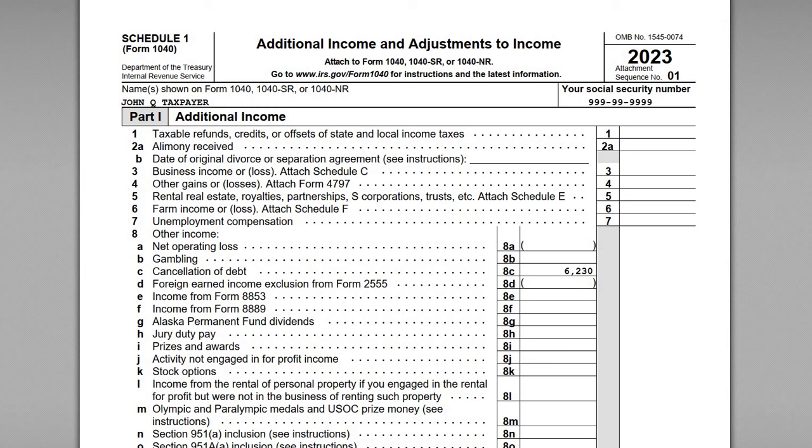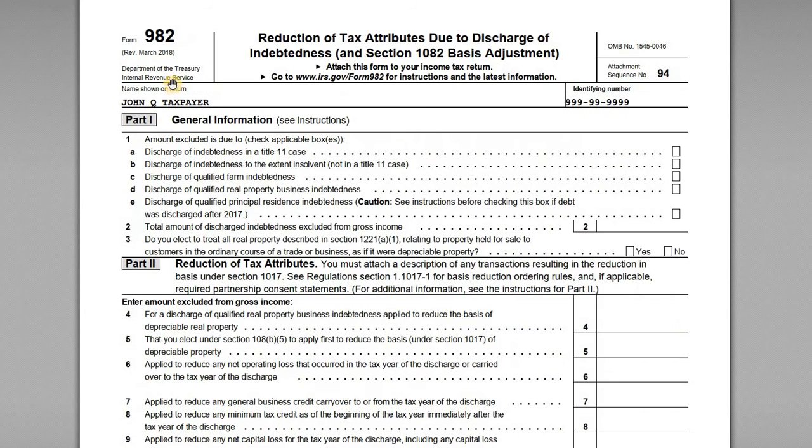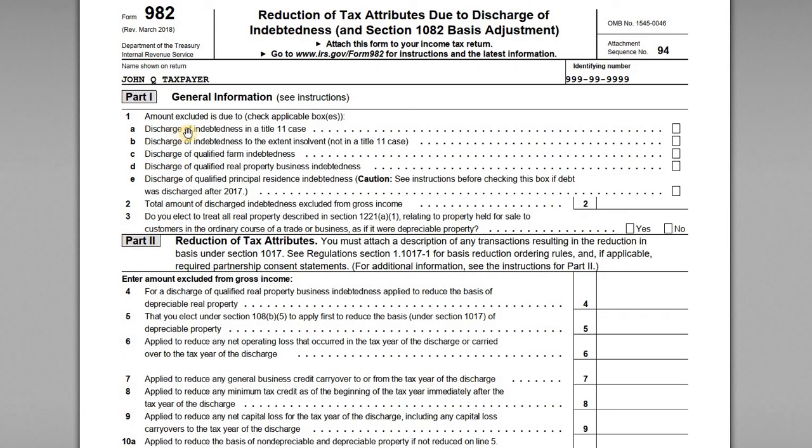Now, John does have the Form 982 included. So he's got the 982 for reduction of tax attributes, but you'll notice here that everything is blank, right? So in Part 1, you can claim an exclusion if you had discharge of debts in a Title 11 case, or 1B, the more common one, is to the extent you're insolvent, right?